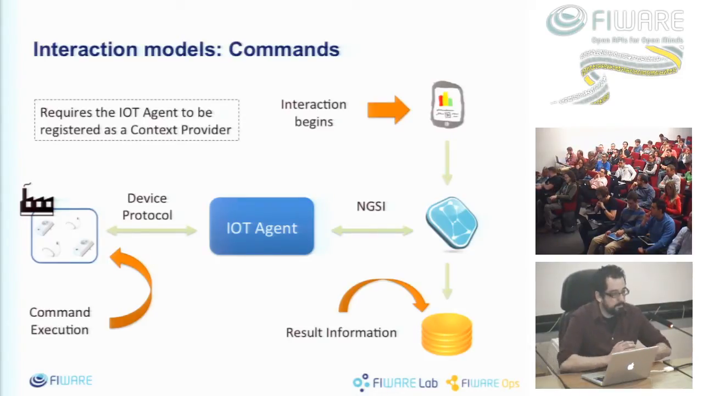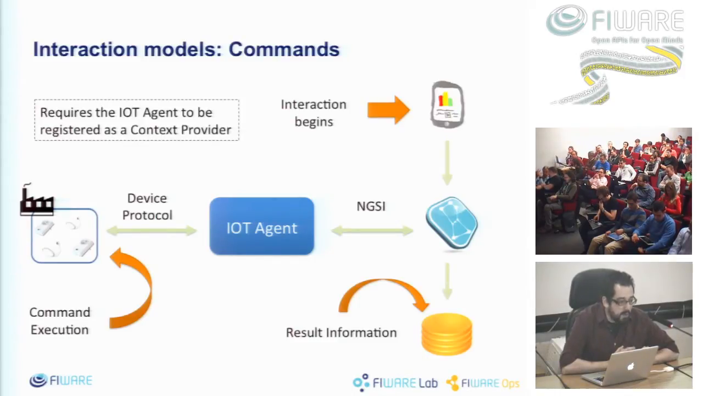Do I have any way of knowing if the data has been propagated to the sensor or the command or whatever? Because if I write something in the context broker, I may have the illusion that... That's why we provide the two different interaction models, one for lazy writings and one for commands.